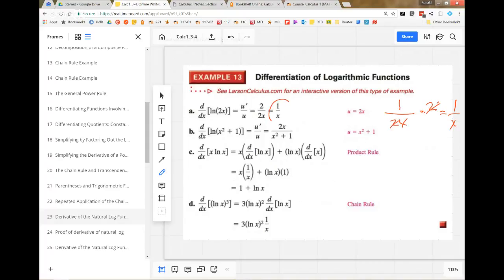So, all right, next one, B, the natural log of x squared plus 1. Okay, put 1 over x squared plus 1.